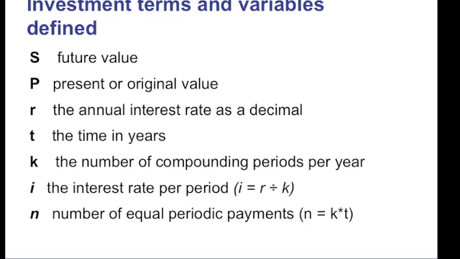We need to have these variables defined for us. S stands for future value, P stands for the present or original value, R is the annual interest rate as a decimal, T is the time in years, K is the number of compounding periods per year, I is the interest rate per period, so I equals the annual rate divided by the number of compounding periods per year, and N is the number of equal periodic payments, which is the number of payments per year times the number of years.